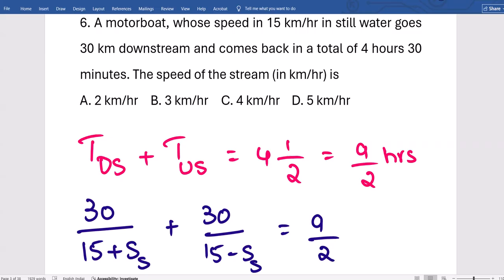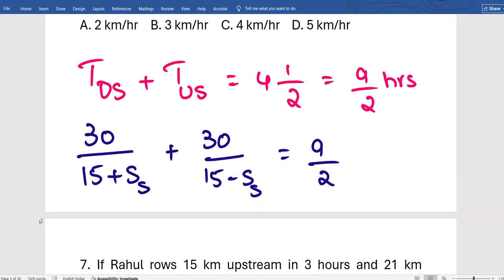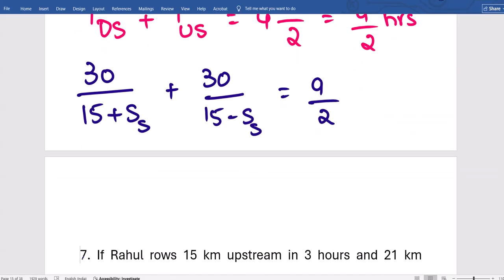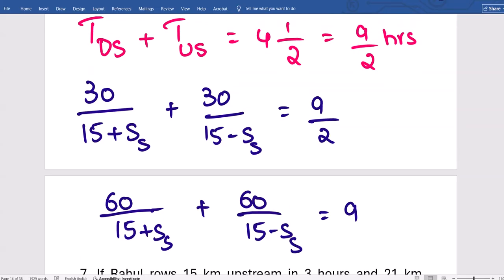Right. Now what I am doing to make things again easy for you calculations, I'll send this 2 to left side. It is 60 divided by 15 plus SS, 60 divided by 15 minus SS must be equal to 9. Any difficulty here? So a lot of students, what they'll do when they got this equation, they'll take LCM a plus b, a minus b, a square minus b square, multiplying and all.